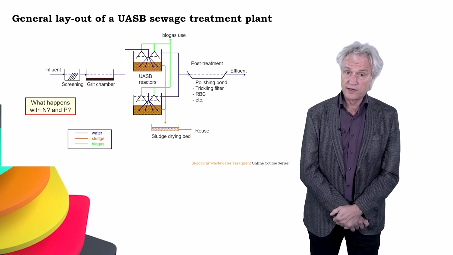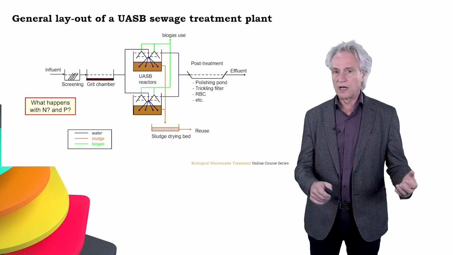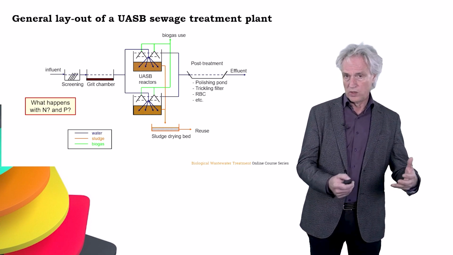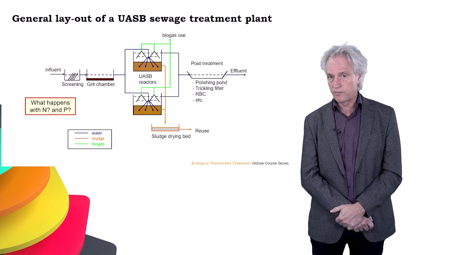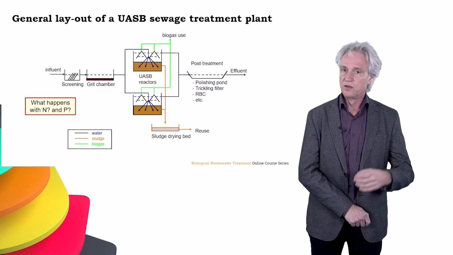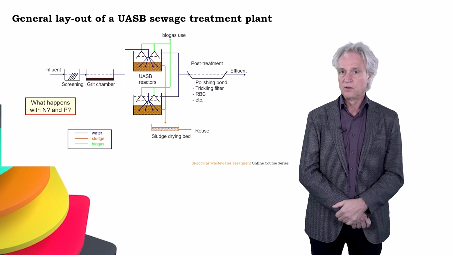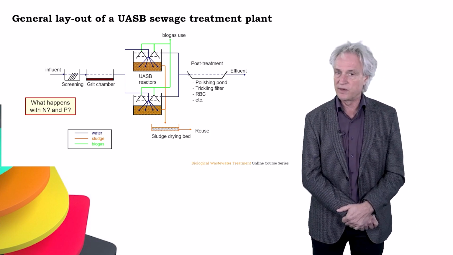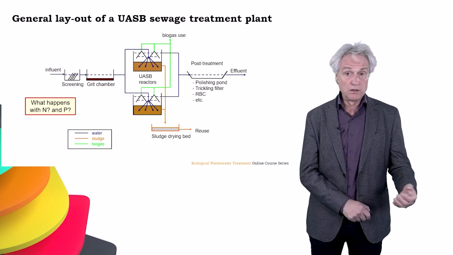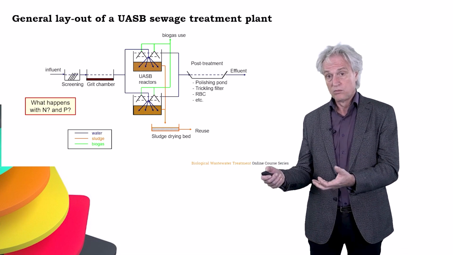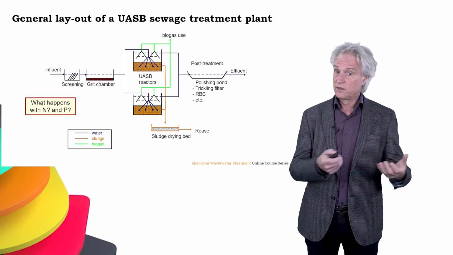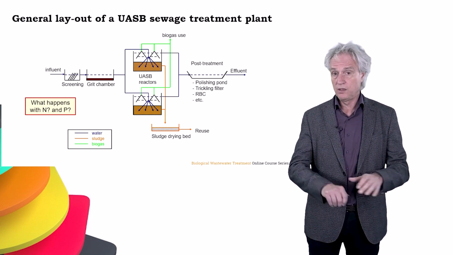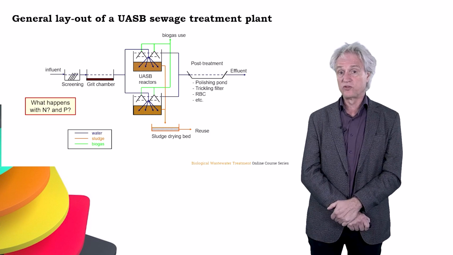Now, the question we often get is, but what happens with N and P? I hope you understand that with anaerobic reactors, nothing happens with N and P. We will liberate N and P from the organic matter coming into the anaerobic reactors. So ammonium will be generated from the proteins, and orthophosphate will be produced from the organic matter that contains phosphorus. And often there is more ammonium and orthophosphate in the effluent of an anaerobic reactor than orthophosphate and NH4 in the influent. So N and P will not be addressed in an anaerobic sewage treatment reactor.